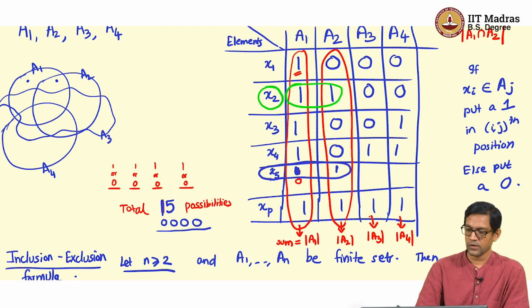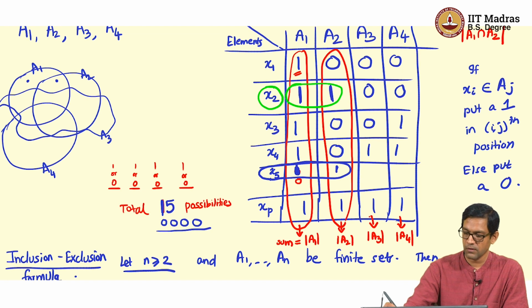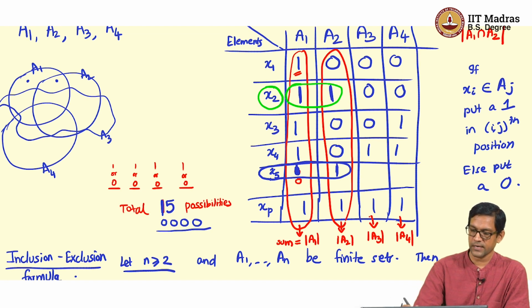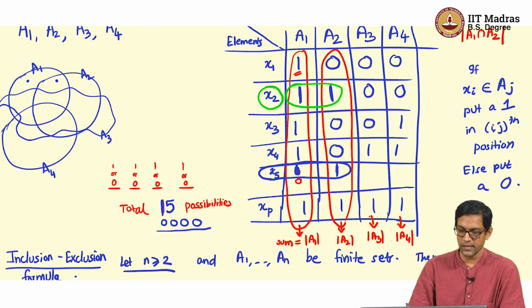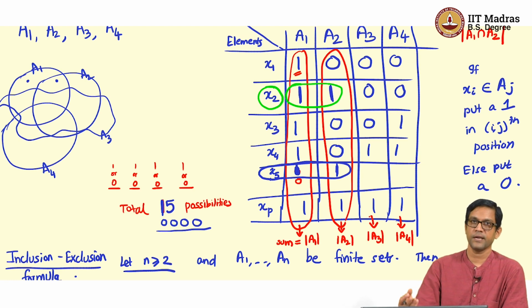Okay, so what you want to do now is to find those rows of the table in which you have got 1 1 occurring in the first 2 columns. Okay, look at all occurrences of 1 1. Now, when you see a 1 1, what does that tell you? It tells you that that corresponding element xi is in both A1 and in A2.